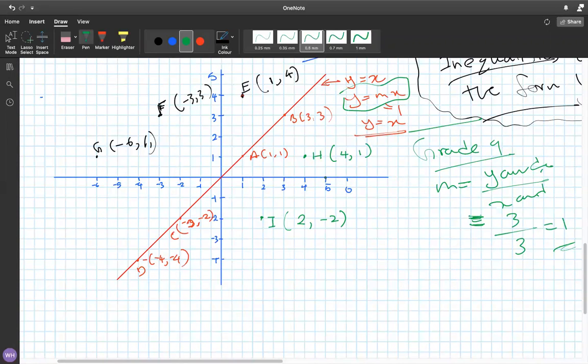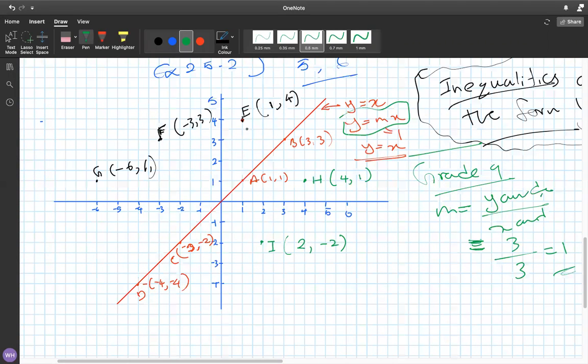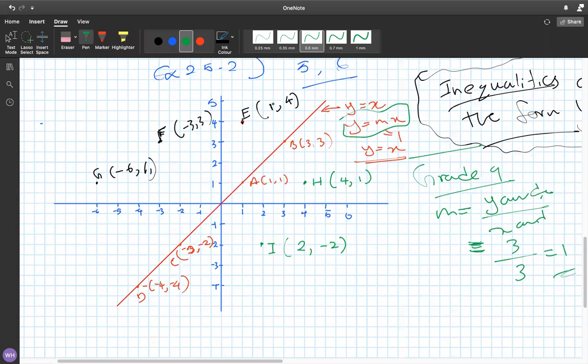Right. So if you have a look at this point E, what can you say about the coordinates x and y? Can you see any particular relationship? I mean, smaller than, higher than, any kind of thing? Which one is higher? In this case, 4 is higher.